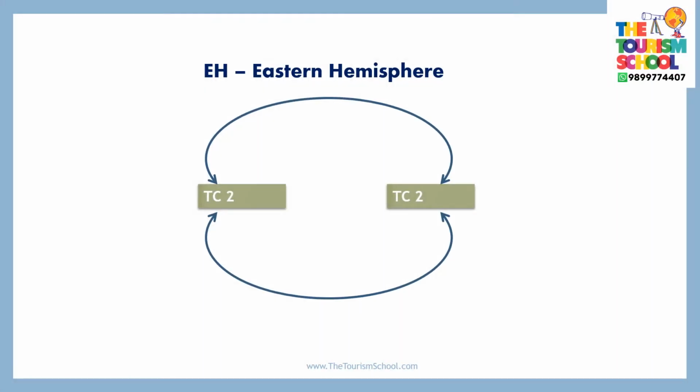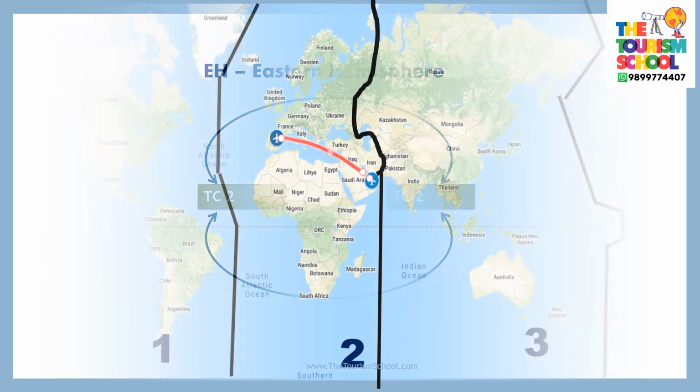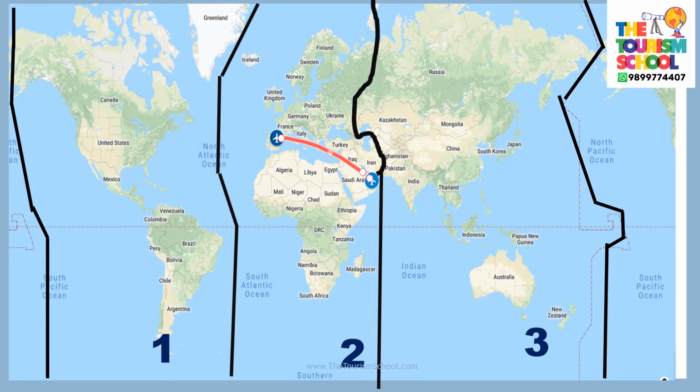The next global indicator is EH, Eastern Hemisphere. Actually, the part TC2 and TC3 comes in Eastern Hemisphere. So अगर फ्लाइट सिर्फ TC2 में ही रहती है तो ग्लोबल इंडिकेटर होगा EH. Let's see with an example.